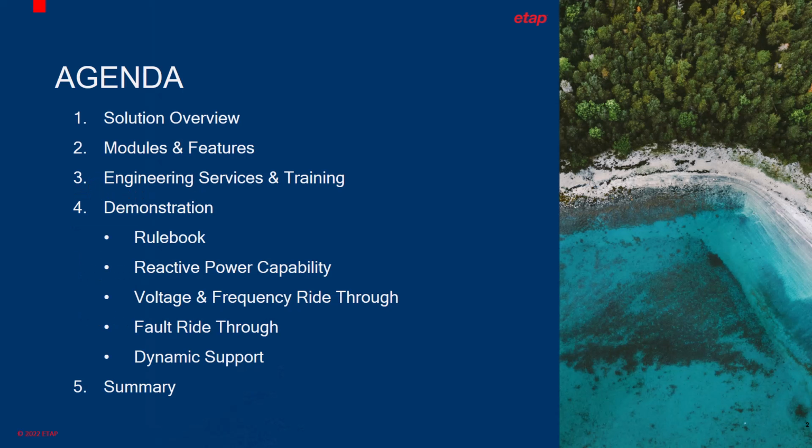In this webinar, I'm going to overview ETAP Grid Code Solution. We look at the modules and features, the engineering services and training we provide, and I'll go through several demonstrations to show how the grid code information can be entered in the rulebook, how we can do the reactive power capability analysis, voltage and frequency ride-through, fault ride-through, and dynamic support. And finally, I will summarize this webinar.